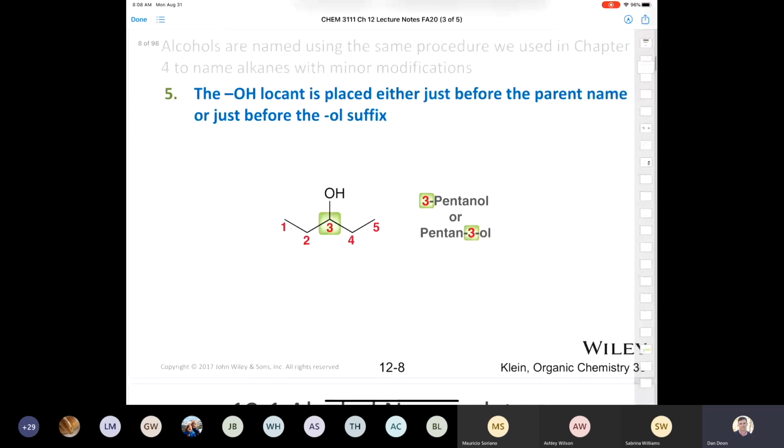Anyhow, not a whole lot there. Let's see. It says the hydroxyl locant is placed either just before the parent name or just before the -ol suffix. And we saw this rule with alkenes. So we could call this 3-pentanol or pentan-3-ol. I would accept either. Keep in mind your quiz is going to be all multiple choice, so there won't be a whole lot of you scribbling things down anyway.